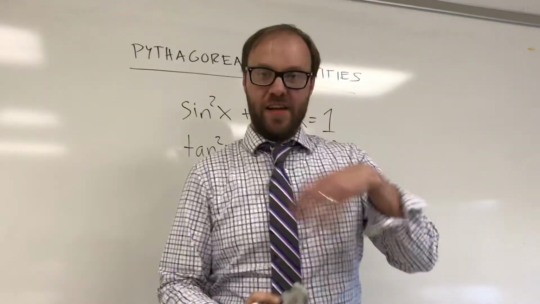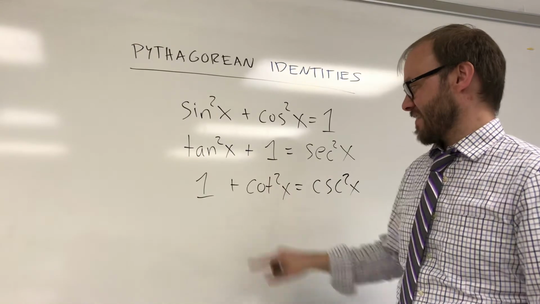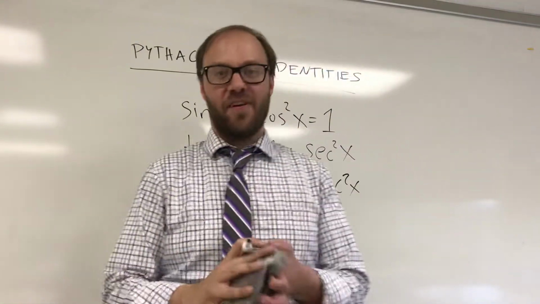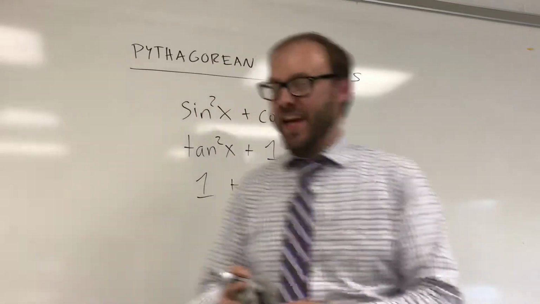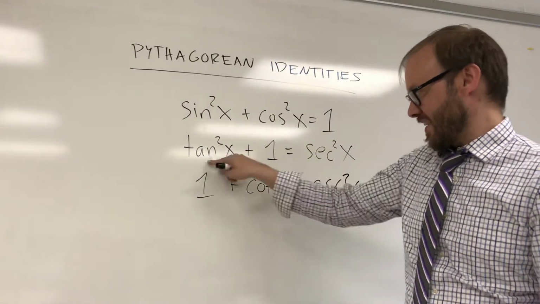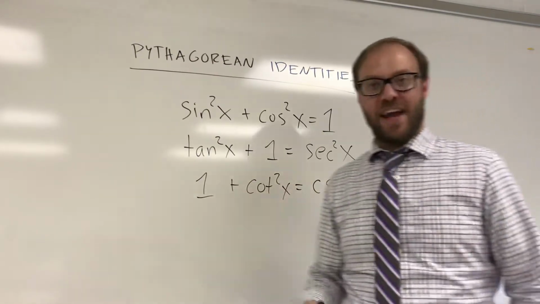By the way, because of the commutative property, I could write this as 1 plus tangent squared of x. I could write this as cotangent squared of x plus 1. I don't remember exactly how I wrote it on the slides. It doesn't matter. The big thing is secant squared is equal to a 1 and a tangent squared added together. Cosecant squared is equal to a cotangent squared and a 1 added together.